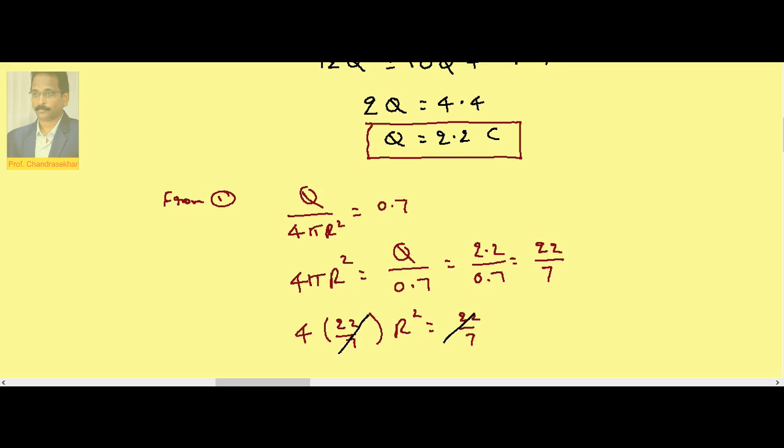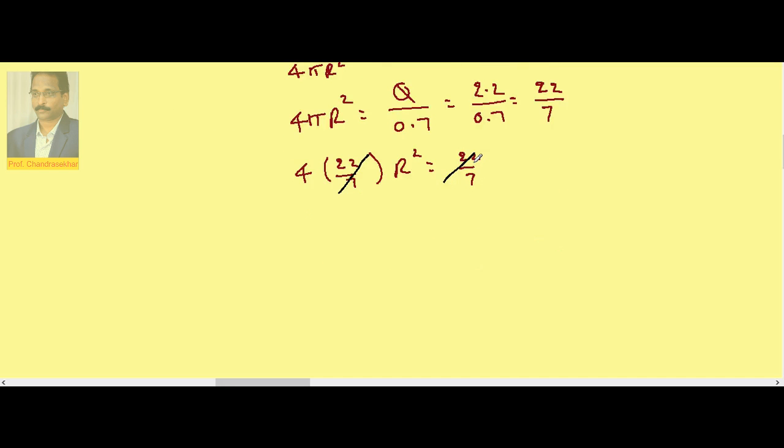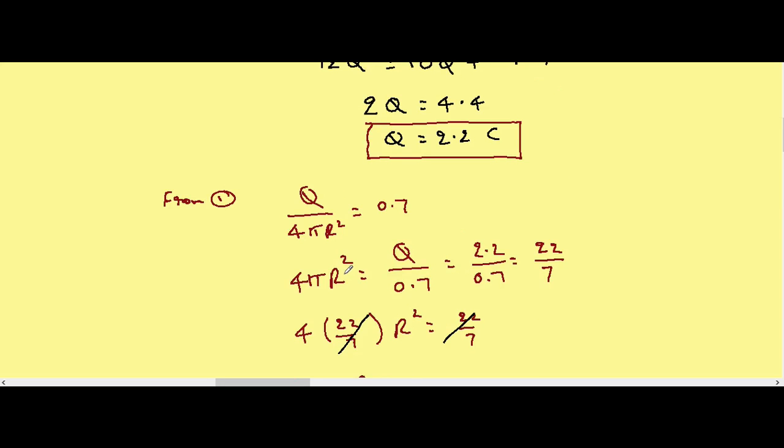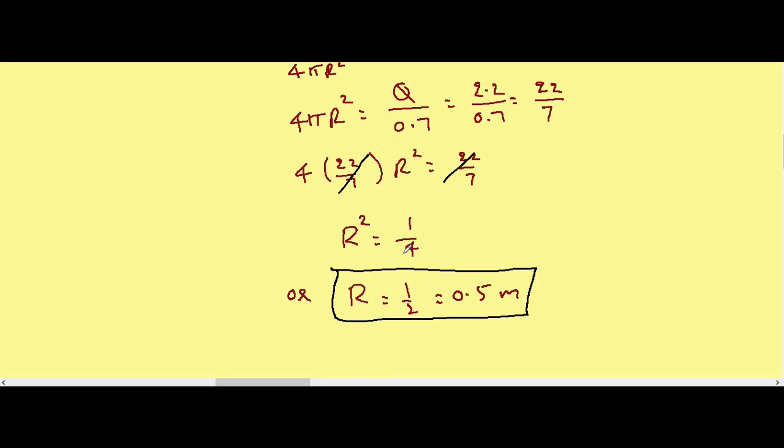Then r square is equal to 1 by 4, or r is equal to half, or 0.5 meter. This is the radius of the sphere, and the charge on the sphere is 2.2 coulombs and the radius is 0.5 meter.